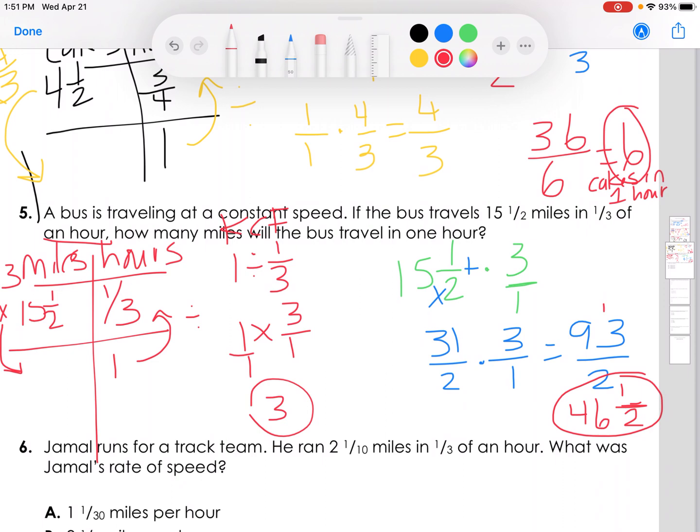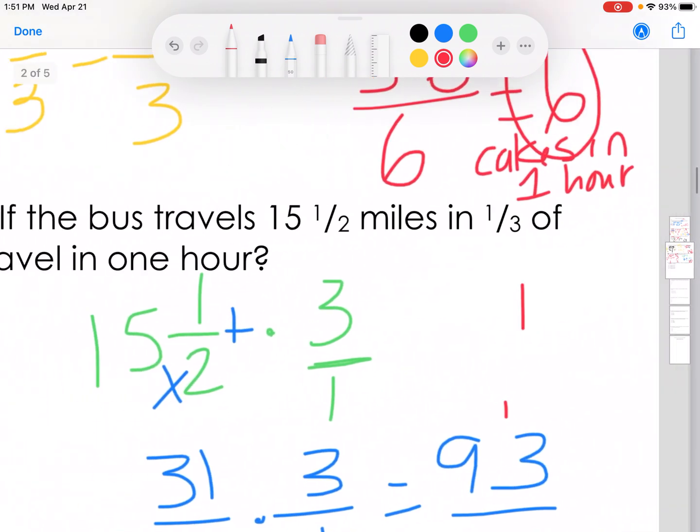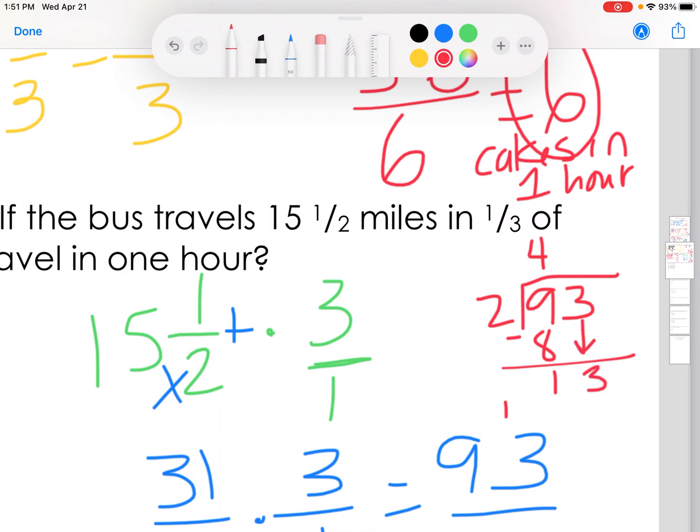So the important thing to think about is if you wanted to, you could set up your division. 2 goes into 9 4 times. 4 times 2 is 8. 2 goes into 13 6 times. 6 times 2 is 12. And I get 1/2.